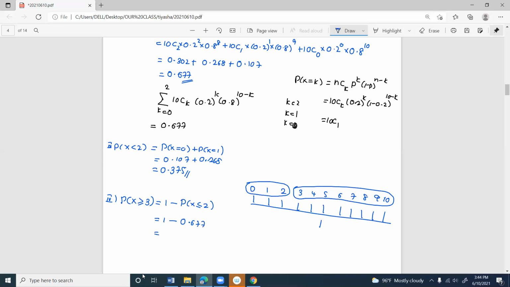1 minus 0.677 is 0.323. That's the answer for that. But is that clear? Right, that's great.